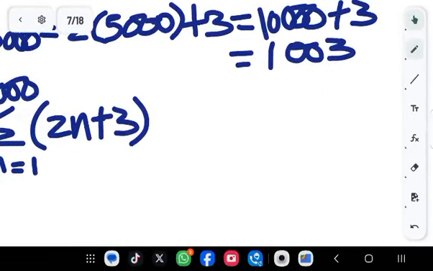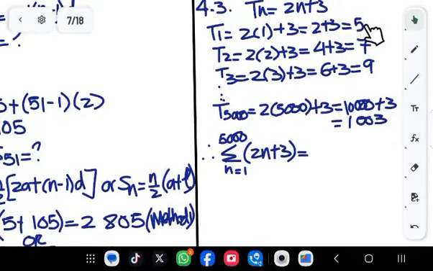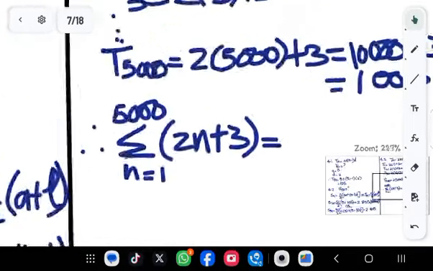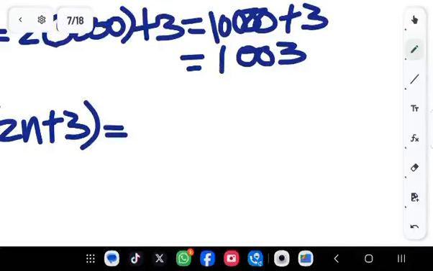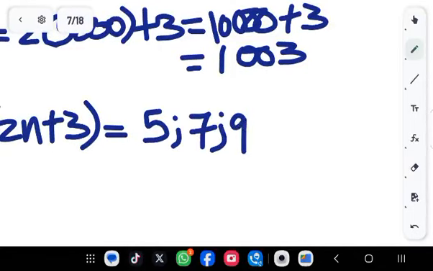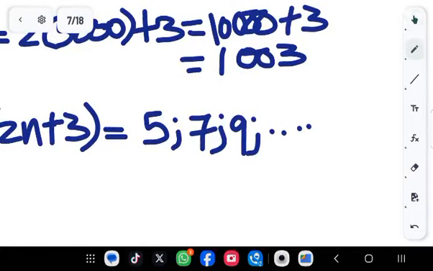And that will be equal to term 1. Term number 1 is 5, so that will be 5, 7, 9, then dot dot dot, then the last one will be 10,003.